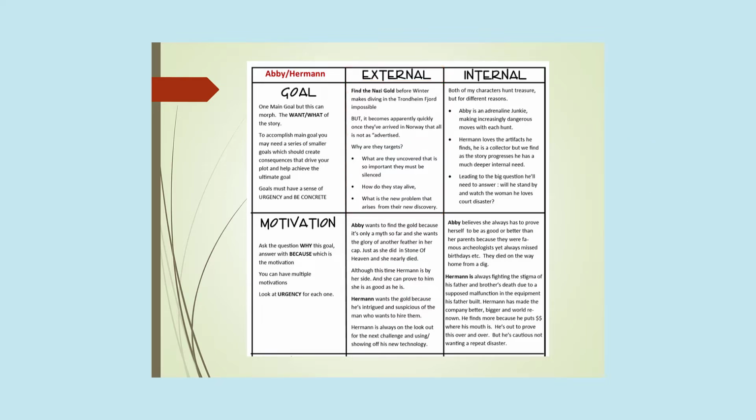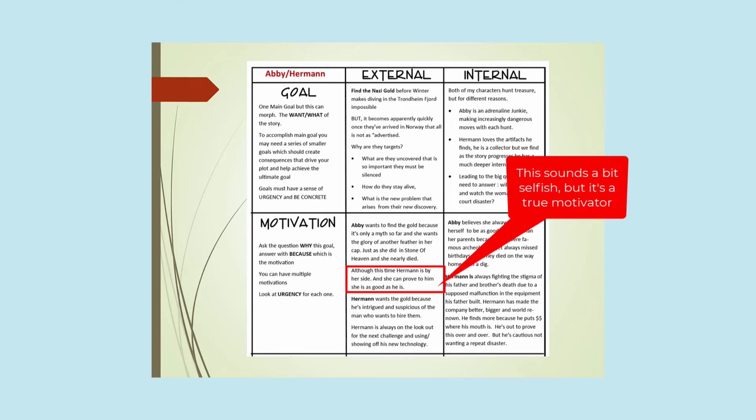Now that you have the external goal, ask the question, why this goal, and answer with because, again, the motivation. Remember, you can have multiple motivations which add depth to the story, and always be sure to look at the urgency for each one. Abby wants to find the gold because it's only a myth, and she wants the glory of another feather in her cap by proving the myth is real, just as she did in Stone of Heaven. And better, this time Herman is by her side, and she can prove to him that she's as good a treasure hunter as he is, which is an example of a multiple motivation.